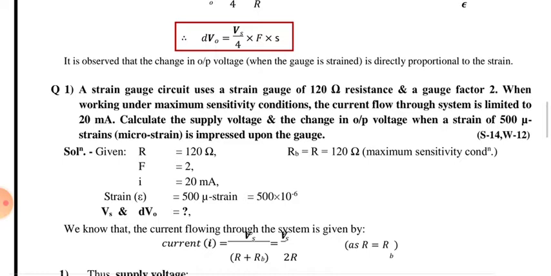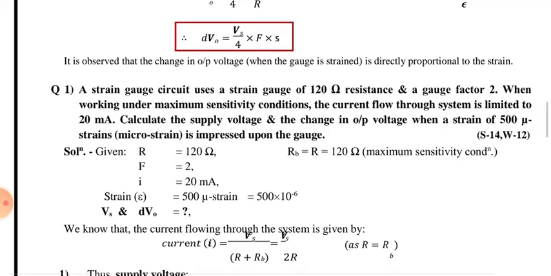So what we have to calculate is the supply voltage and the change in output voltage. We know that the current flowing through the system is given by current I equal to VS upon R plus RB.